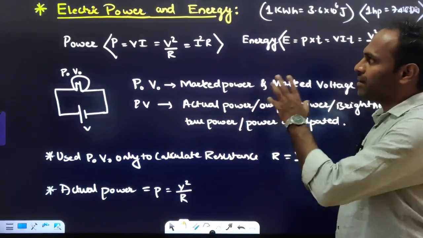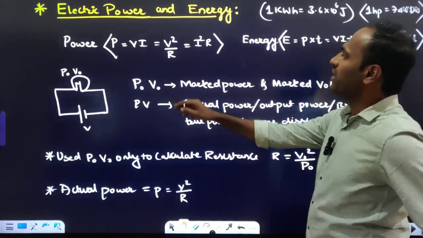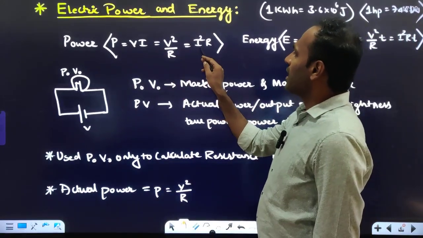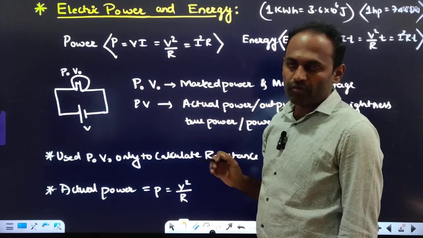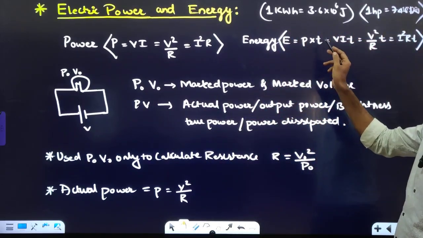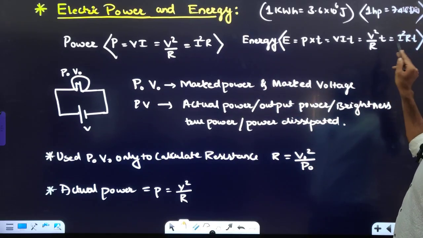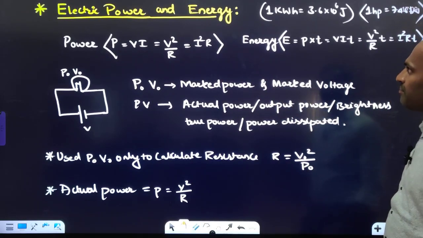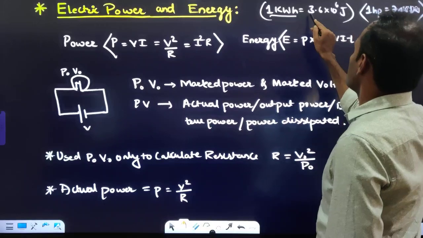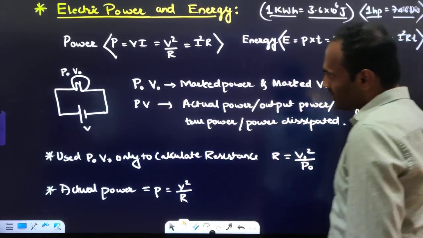Okay, next, electric power and energy. See, the formula for electric power is V into I, V square by R, or I square into R. This is the formula for electric power. Electric energy, power into time. Energy means power into time. So you can multiply time for all these formulas. VIT, V square by R into T, I square into R into T. Right? Okay, 1 kilowatt hour is equal to 3.6 into 10 raised to 6 joule. 1 horsepower is equal to 746 watts.